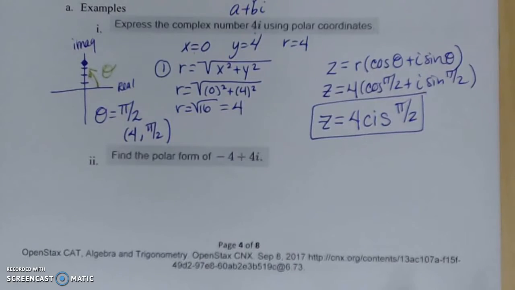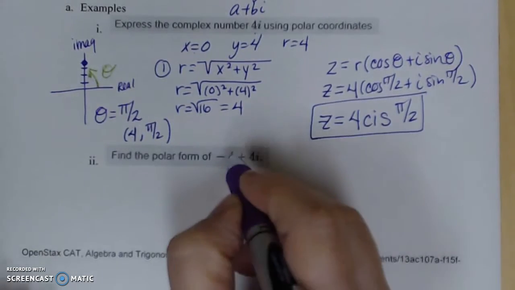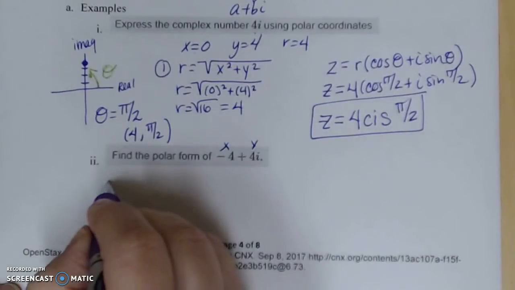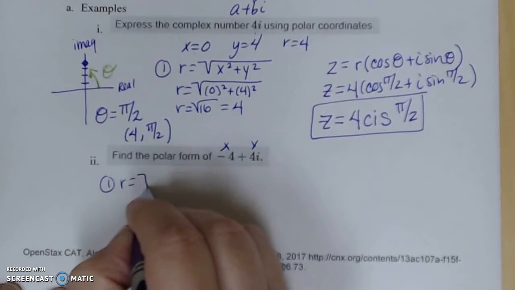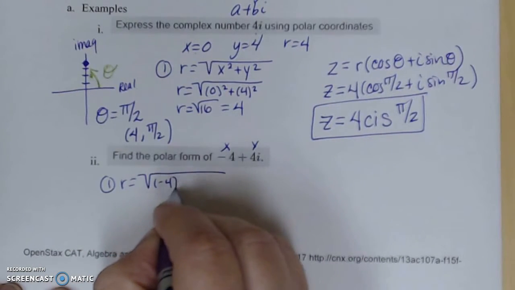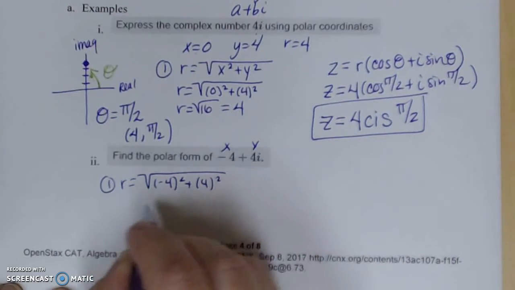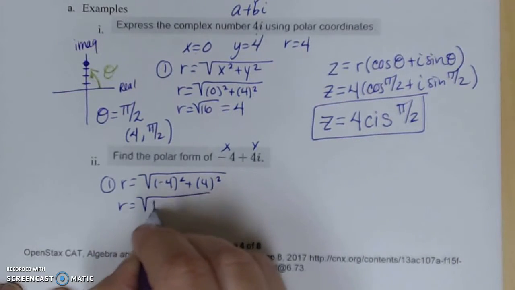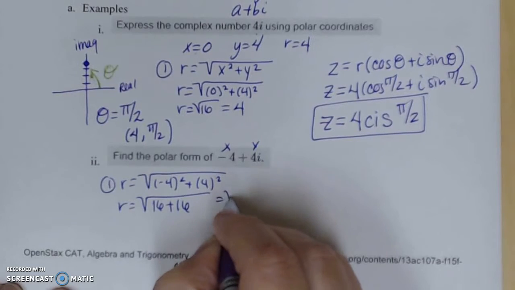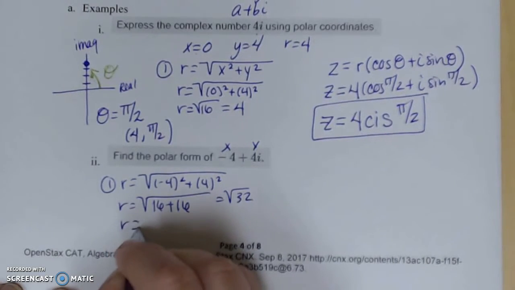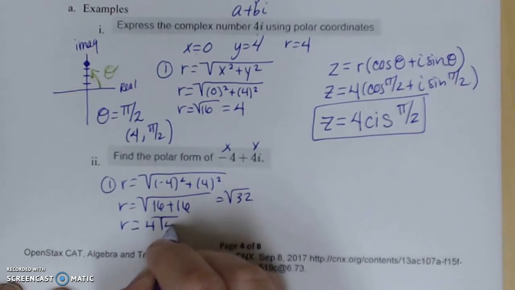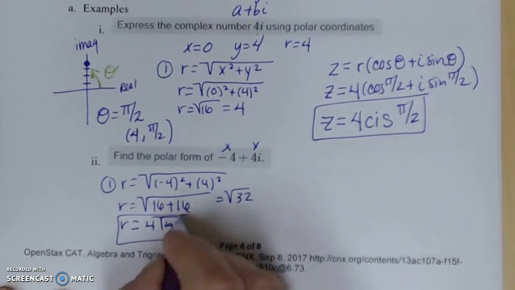Let's look at this last example. It says find the polar form. So here's your x, here's your y. First step, I'm going to find my r. r is equal to the square root of negative 4 squared plus 4 squared. So r is equal to the square root of 16 plus 16, square root of 32. Reduce that radical, and that gives you 4 square roots of 2. So I have my r.